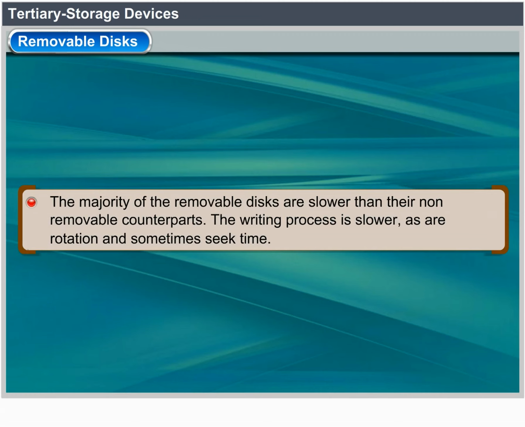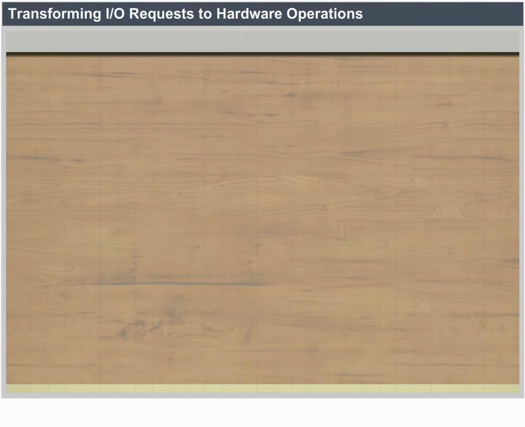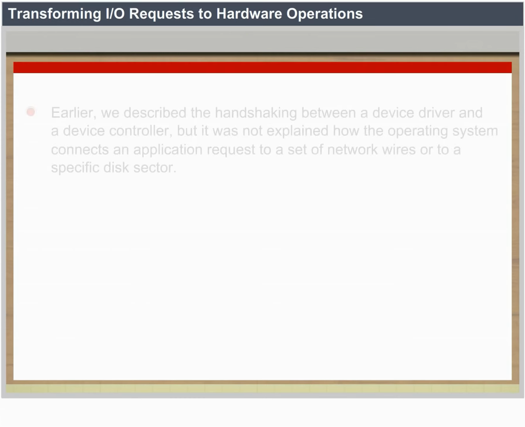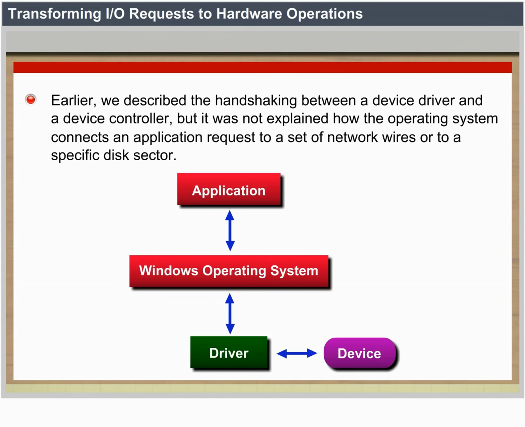Transforming input-output requests to hardware operations. Earlier, we described the handshaking between a device driver and a device controller, but we did not explain how the operating system connects an application request to a set of network wires or to a specific disk sector. Consider, for example, reading a file from disk. The application refers to the data by a file name.